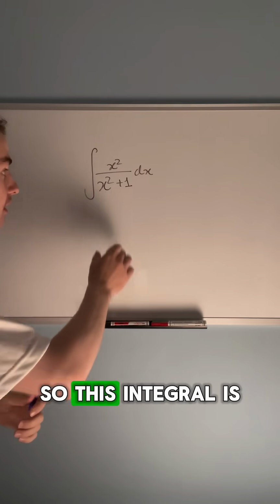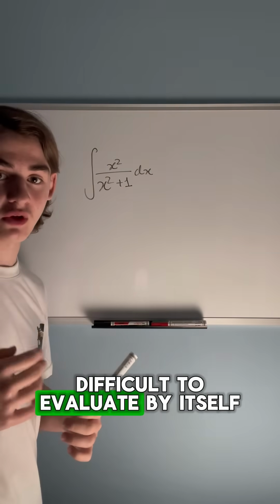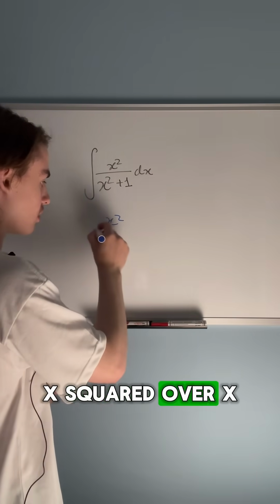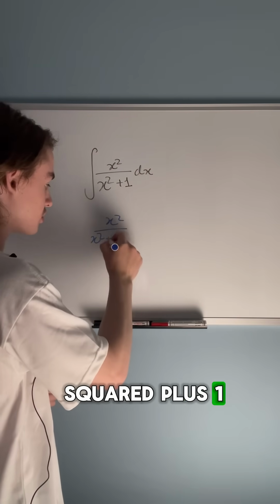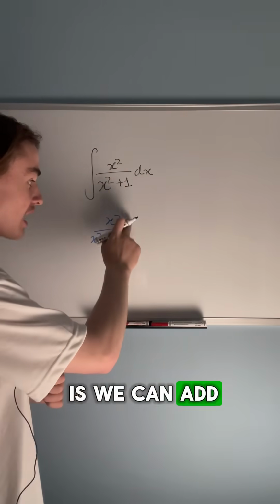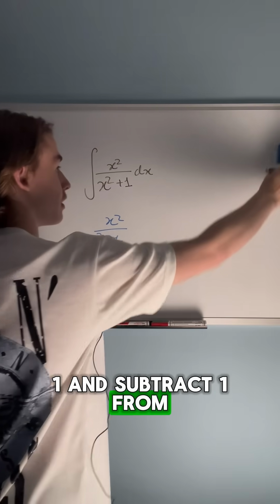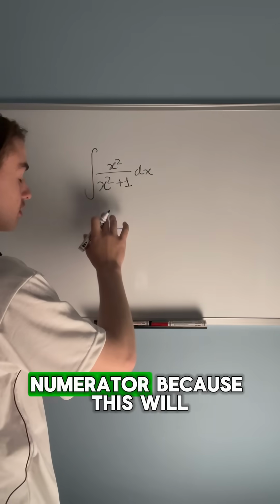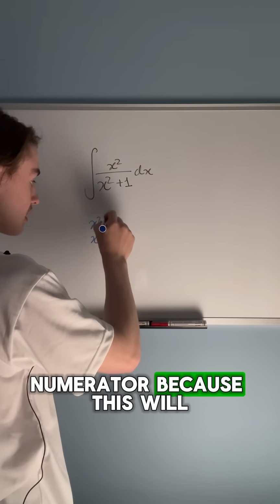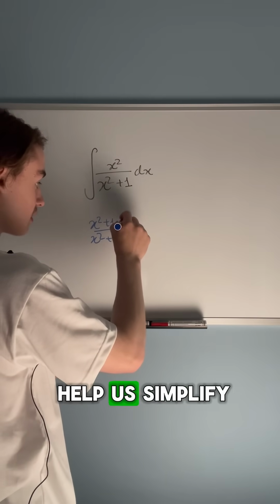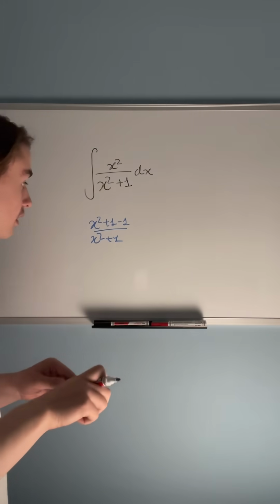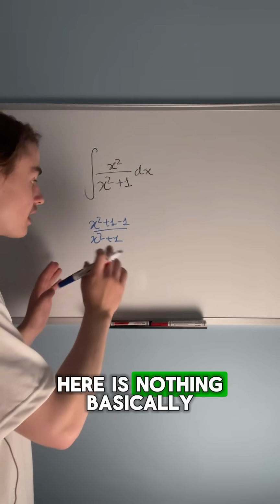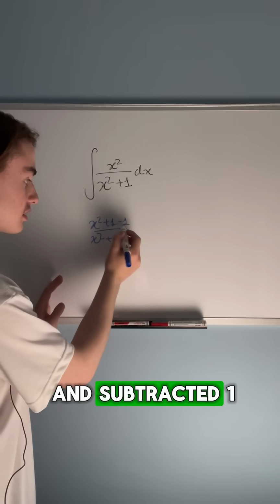integrate. So this integral is difficult to evaluate by itself, but if we take our integrand x squared over x squared plus 1, what we can do is add 1 and subtract 1 from either the numerator or the denominator. I'm going to choose the numerator because this will help us simplify this fraction.